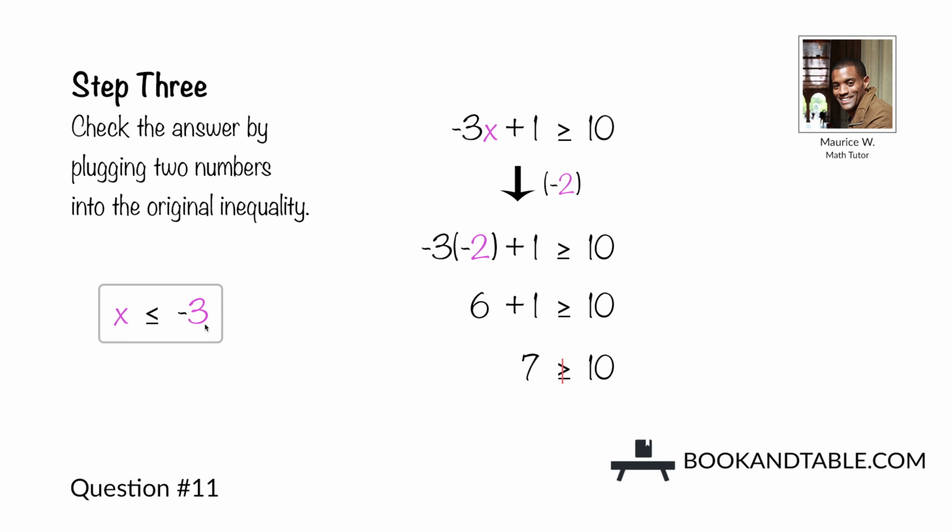So we plug in -2 to show that x must be smaller, not larger than -3. When we plug in -2 for x, we get -3 times -2, which is +6. 6 plus 1 is 7. And that gives us the false statement, 7 is greater than or equal to 10. That is not true. So this confirms that the answer to question number 11 is x is less than or equal to -3.